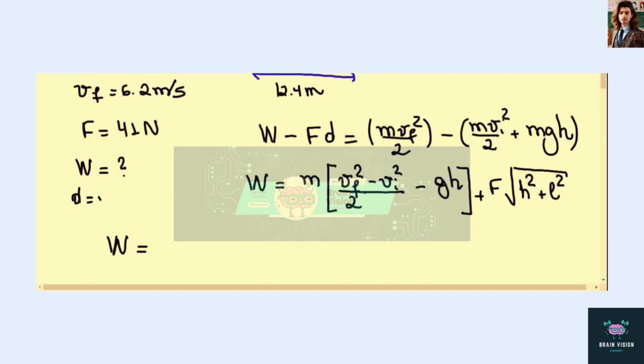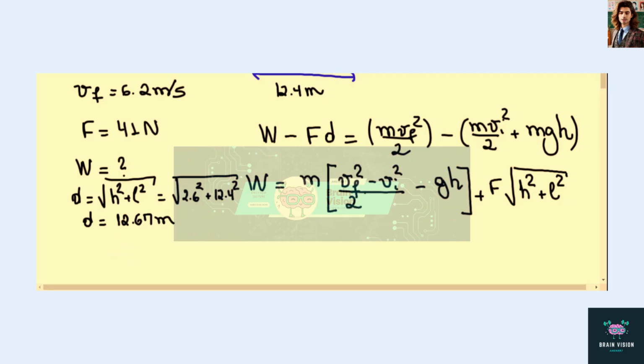So d, that's the square root of h squared plus l squared, is the square root of 2.6 squared plus 12.4 squared. So this is equal to 12.67 meters.